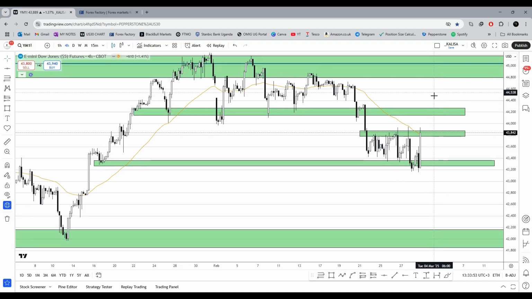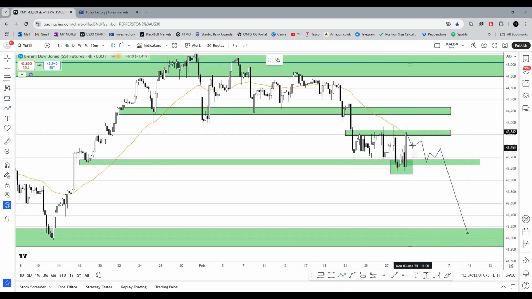However, I've got a feeling it's going to do one of two things. Either it's going to drop and continue to drop, maybe consolidate a little bit before it breaks this current low, something like this, and then drop further down. Or it may push slightly further up, some wick rejections without clean closes, and then roll over.